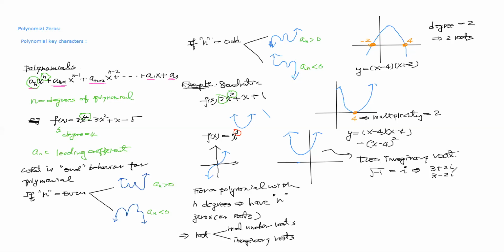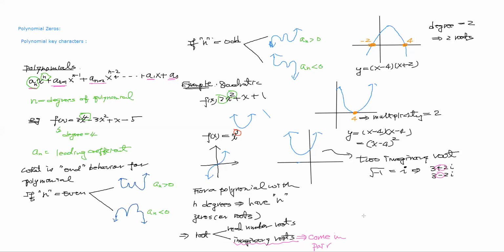And be careful: if you have imaginary roots, they always come in pairs. If one root is 3 plus 2i, then the other root has to be 3 minus 2i. Okay, clear? So that's what we say about the roots here. Let's take a look at another example.